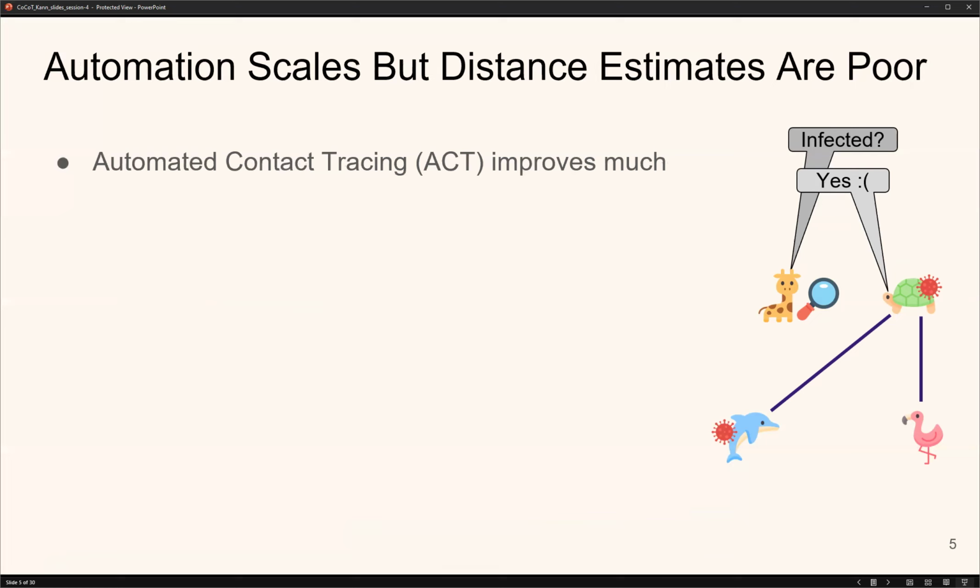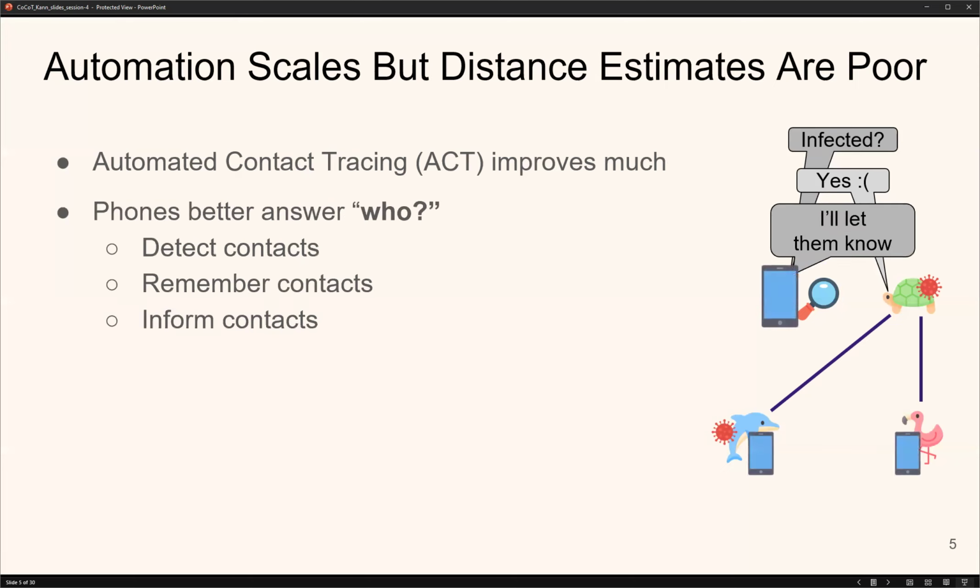In recent times, automation has been proposed as a way of mitigating a lot of these scaling issues. Specifically, you can utilize the ubiquity of smartphones in many countries to help the healthcare investigator with a lot of their footwork. And these phones are really great at answering the who question of the healthcare investigator's work. They're great at detecting other nearby phones or contacts if they're in someone's pocket, and they can remember those contacts and later inform the contacts of potential risk of infection.